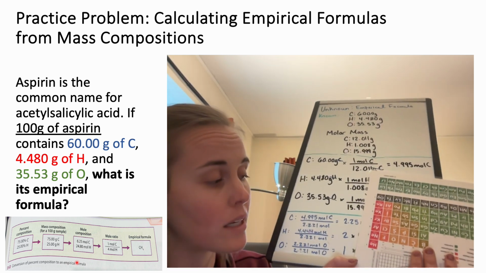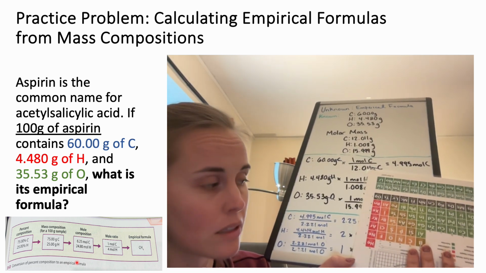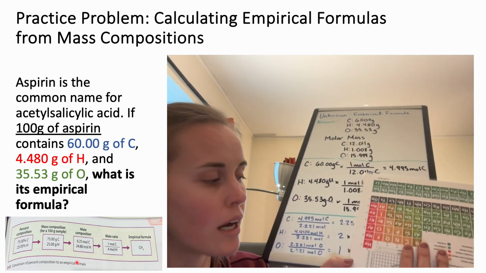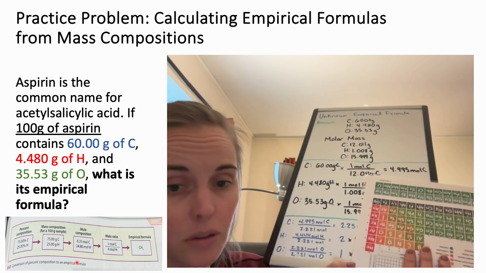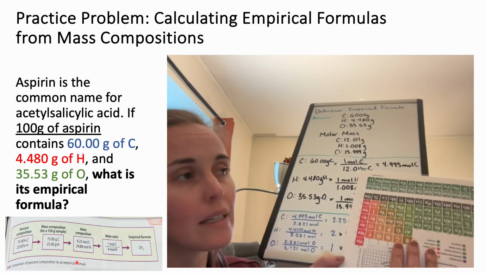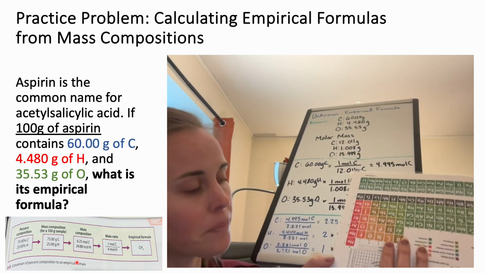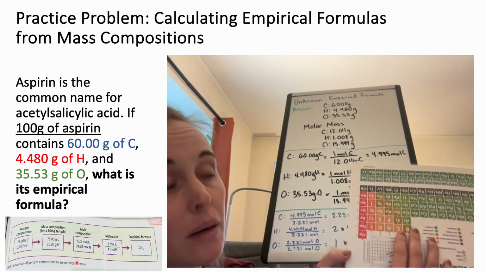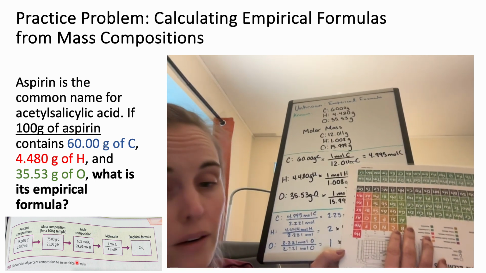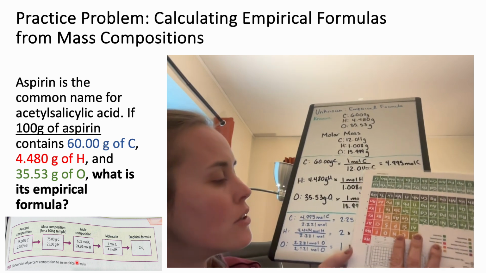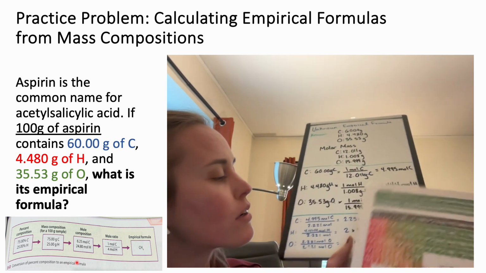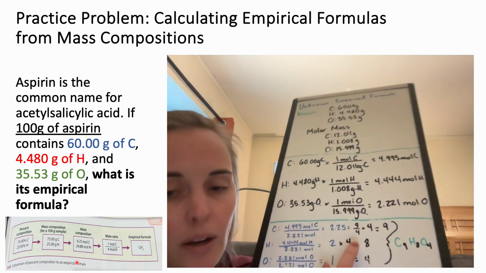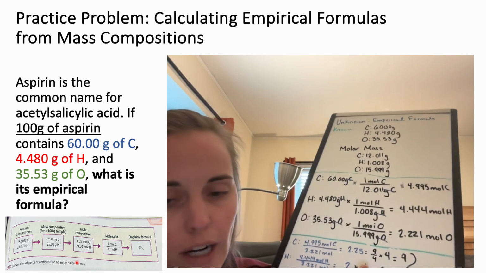However, this is where the rounding question comes in. We can't make a subscript for a compound a fraction or a decimal. You have to get it to its simplest whole number ratio. So 2.25, you do not round. We only round if it's like a 0.9 or like 0.1, 0.01. So what we are going to do is convert 2.25 to a fraction.